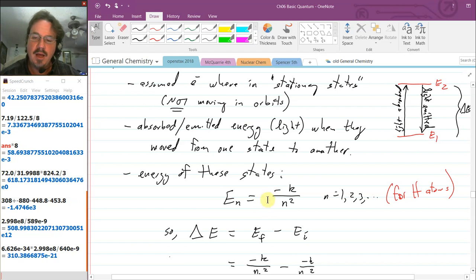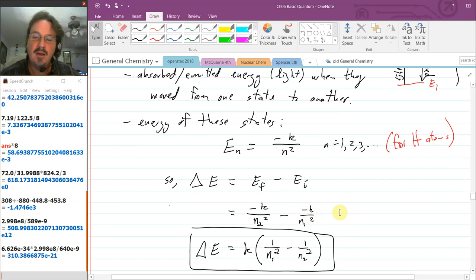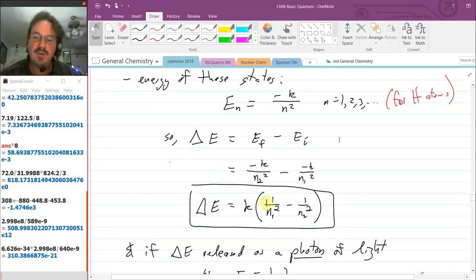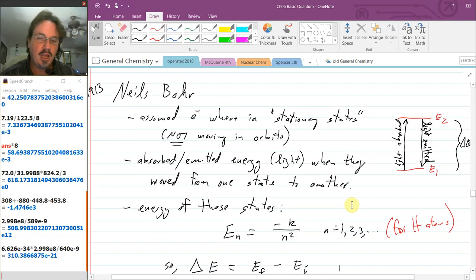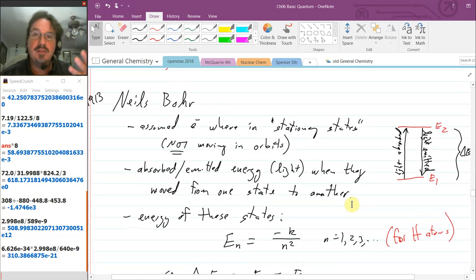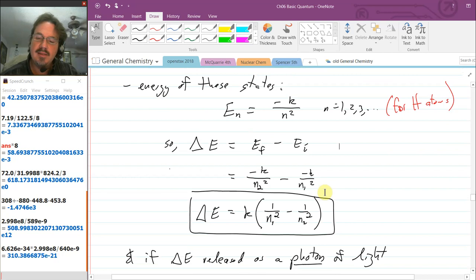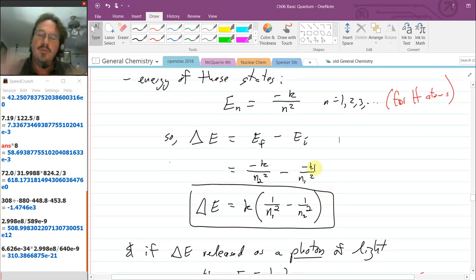So we do have a negative k, some constant, over n squared. And so the difference in that, you can say the final minus the initial, and again we have this subtraction of these 1 over n squareds, just like we saw with the Balmer and the Rydberg constant. Again, now he's talking about the energies, the potential energies that the electrons themselves in an atom would have. And he says, hey, they're ranked on these energy levels, and the difference between them, therefore, is going to be given by this equation right here.